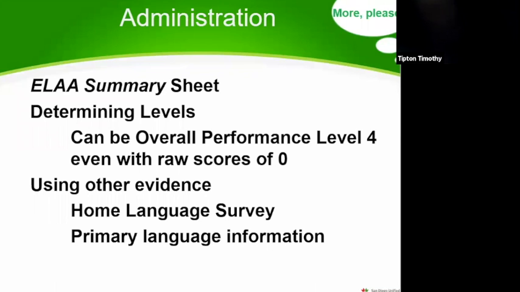So in that summary sheet, you can determine that a student has a level of 4, well-developed, even with raw scores of 0, if it is truly their disability that's completely impacting them. But in order to make that determination, you don't have to use just the test items that you found there. You can use other evidence.